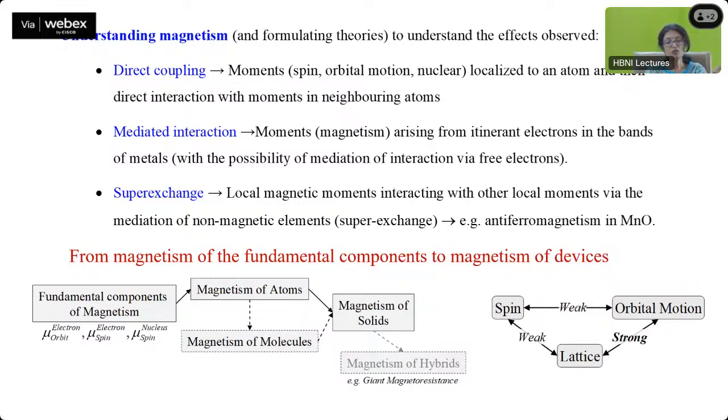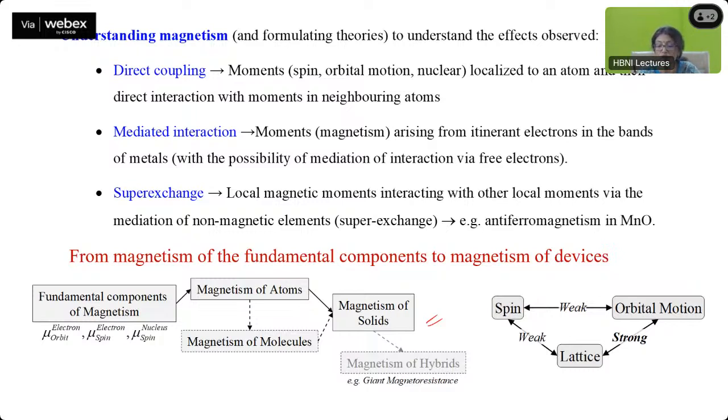Now, how do we move from the magnetism of the fundamental components to the magnetism of devices? The fundamental components of magnetism are mu orbit and mu electron, the one due to the spin of the electron, and the one arising due to the spin of the nucleus. All these components make up the magnetism of atoms. Combined together, they give the magnetism of molecules, and together they give the magnetism of solids. Ultimately this gives rise to giant magnetoresistance, which is the magnetism of hybrids.